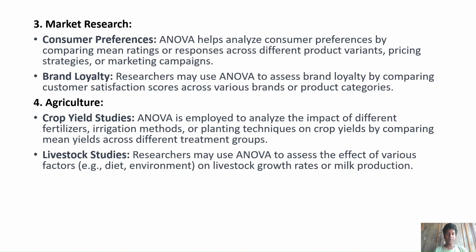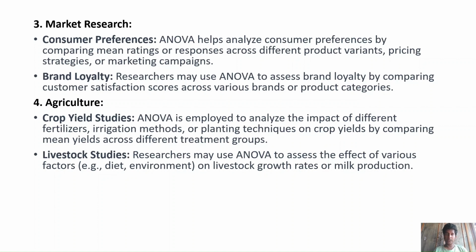Agriculture. Crop yield studies. ANOVA is employed to analyze the impact of different fertilizers, irrigation methods, or planting techniques on crop yields by comparing mean yields across different treatment groups. Livestock studies. Researchers may use ANOVA to assess the effect of various factors, example diet, environment, on livestock growth rates or milk production.